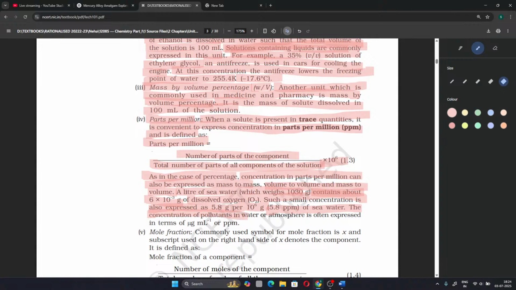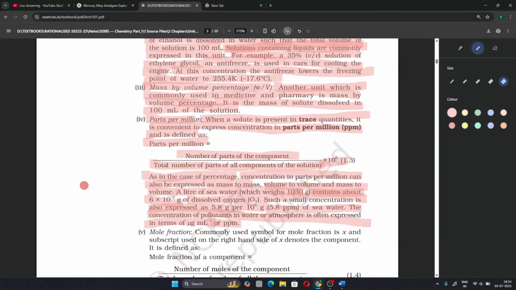The concentration of pollutants in water and atmosphere are often expressed in terms of microgram per liter. Basically they are saying this is parts per million.